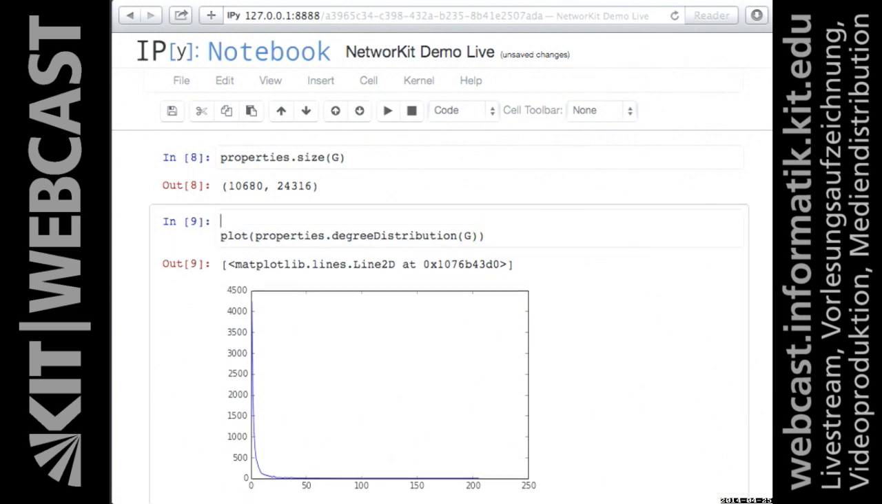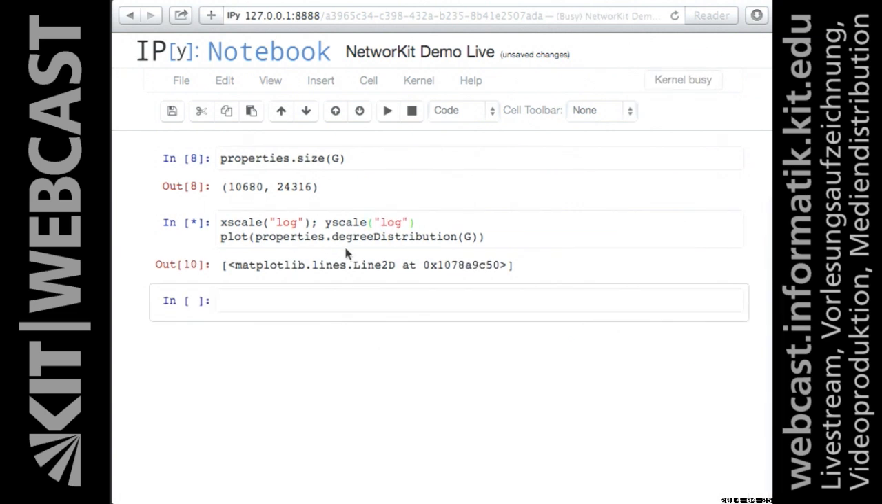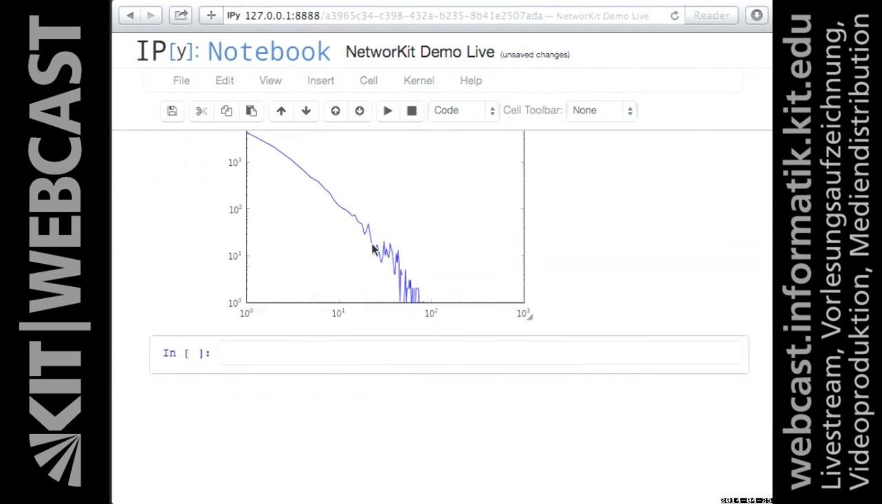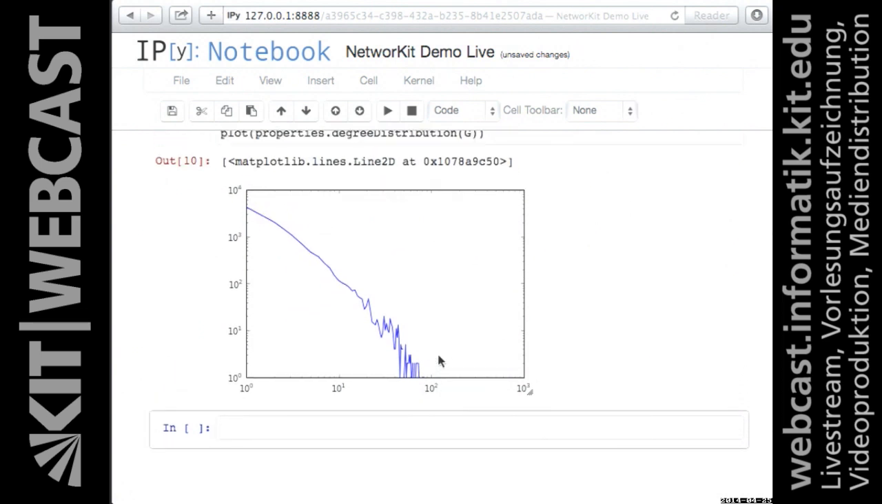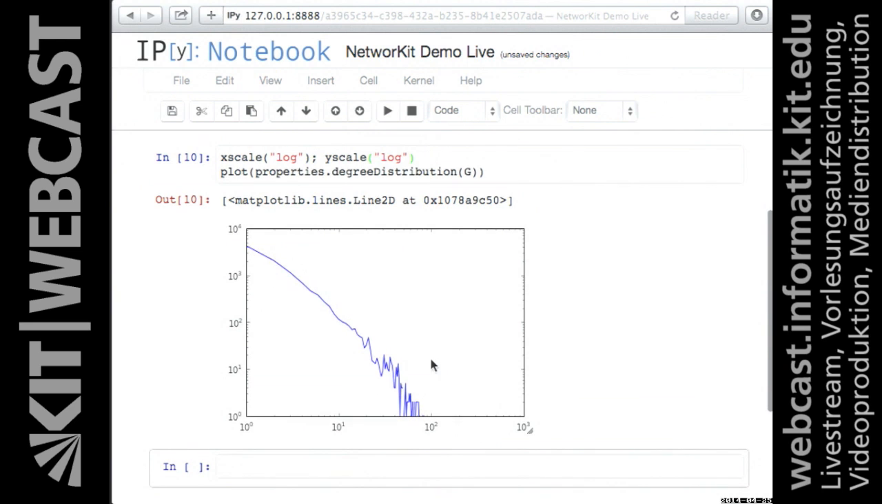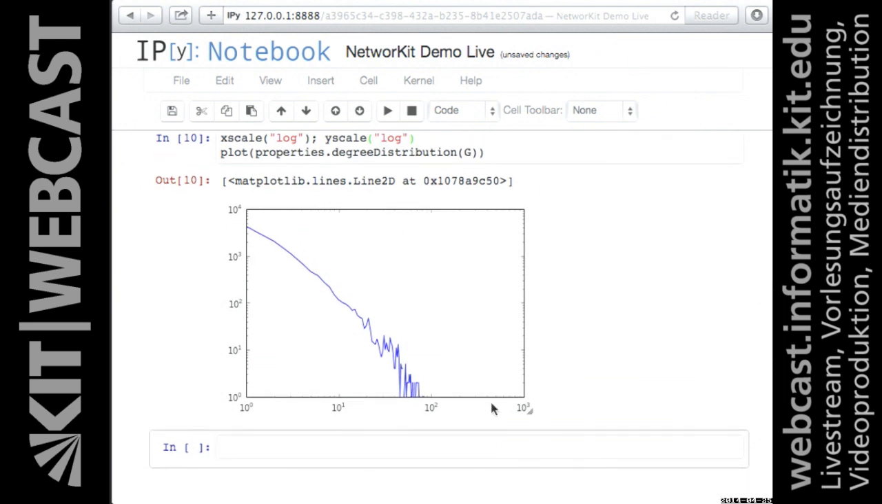Okay, it certainly seems heavy-tailed, and what you usually do here is to plot it on a doubly logarithmic plot. And then if there's a clear linear slope in this plot, this is a good indication that there's a degree power law present. But let's not rely on visuals only. Let's look at the power law module, what it can do.